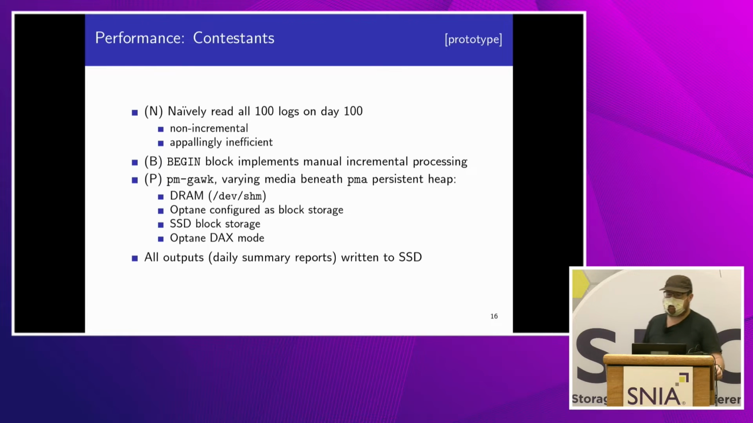We compared several ways of processing the workload using awk scripts. The naive and grossly inefficient non-incremental approach is to read the entire archive of all daily log files ever received every day, which means reading 100 log files on day 100, 99 of which we've read before. Don't do that. We also tried an incremental approach implemented manually using the BEGIN block that I showed you a little while ago. Persistent memory Gawk is the easy way to implement incremental log processing. We ran several variants of persistent memory Gawk varying the media beneath the PMA persistent heap containing script variables. We tried ordinary DRAM, SSD and Optane-based block storage, and Optane configured as non-volatile memory.